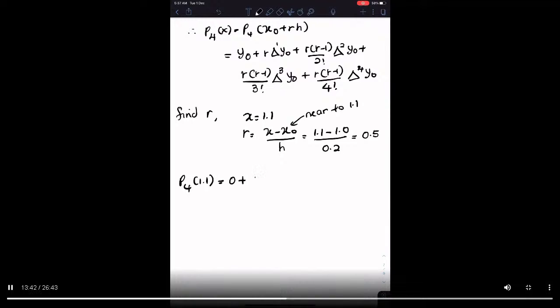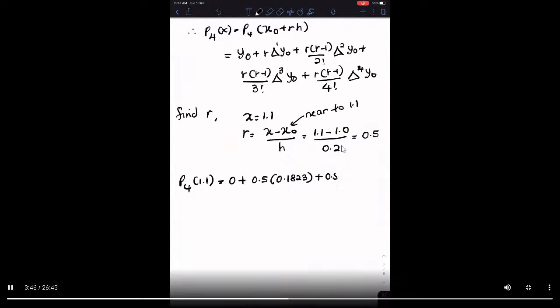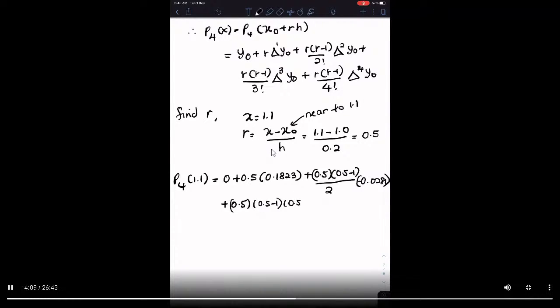So 1.1, and I realized that the formula is wrong. 0.5 delta 1 y naught is 0.1823, which is A. And then r minus 1, 0.5 minus 1 divided by 2 times negative 0.0281. So the other one, please correct the formula.